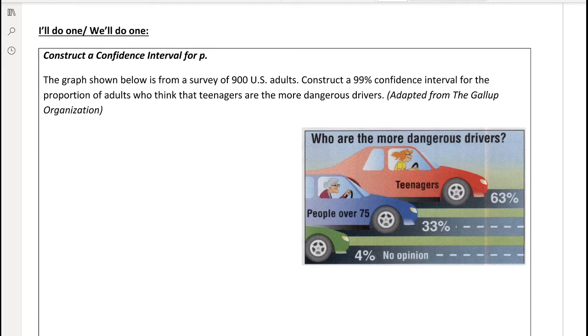Today we're going to be continuing with 6.3 with another example of how to calculate a confidence interval for a population proportion. We did this last time and we're just going to do another example of it, okay?